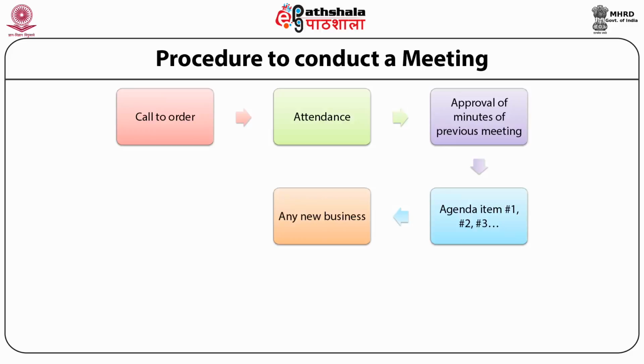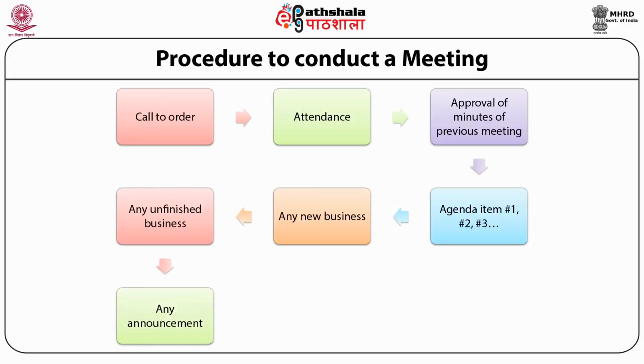It is followed by any unfinished business left over from previous meetings. The chair prepares a list of such items, which are then discussed one by one. If members of the group wish to make any announcement in the interest of the group, a chance is provided to them by the chair. And finally, after discussing all agenda items, the chairperson declares adjournment of the meeting with a vote of thanks.